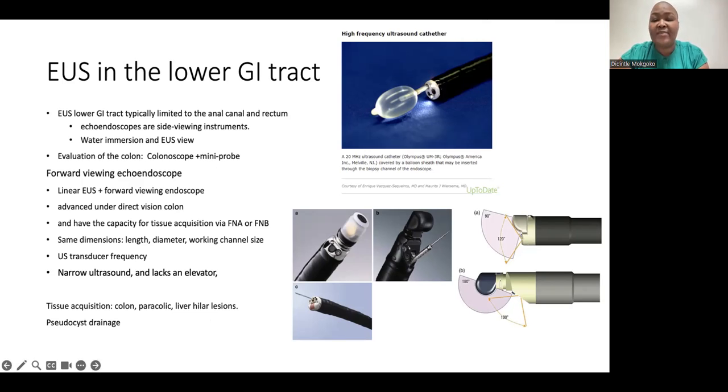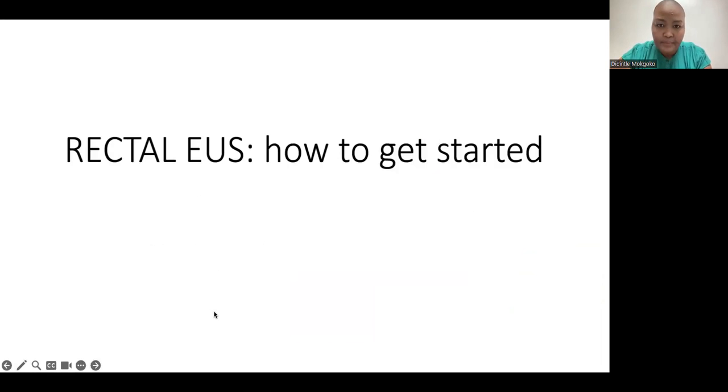This echo endoscope has been in clinical use and has also been introduced now into interventions, where you can drain pseudocysts and even place lumen-opposing metal stents through a forward viewing echo endoscope. So it's literally revolutionized echo endoscopy, particularly in the lower GI tract. It obviously has its uses in the upper GI tract, but more importantly in the lower GI tract, and being able to access the colon using EUS.